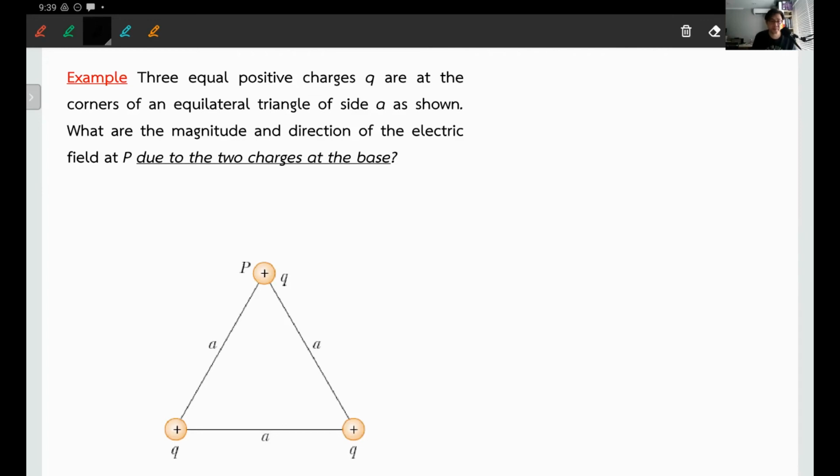Okay, try again. Okay, everyone try this. You have three equal positive charges Q at the corners of an equilateral triangle having the side A as shown. What are the magnitude and direction of the electric field at point P due to the two charges at the base? Okay, want to try this?